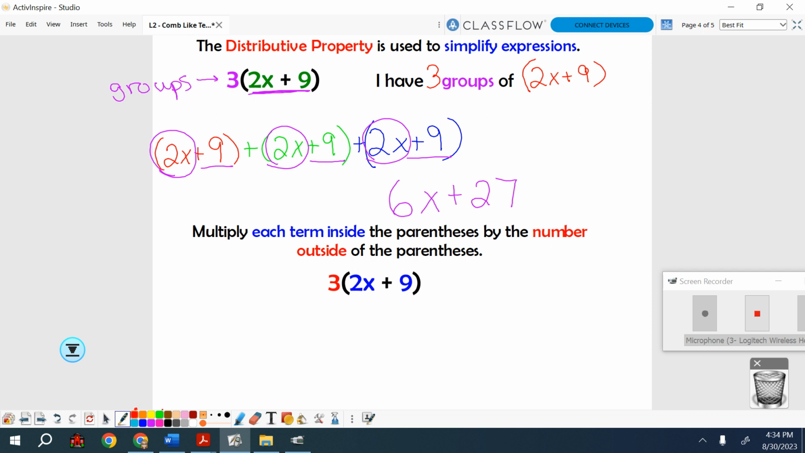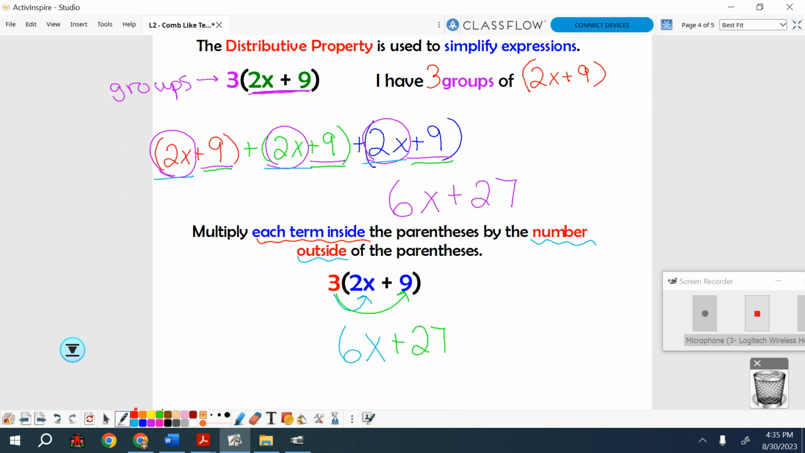When you have the distributive property where we're talking about these groups, we can multiply each term that's inside our parentheses by the number of groups that we have outside of our parentheses. So remember, this means I have 3 groups of 2x. 3 groups of 2x is just like saying 3 times 2x, which is going to give me 6x. Next, I have 3 groups of 9 right here. 1, 2, 3 groups of 9. 3 groups of 9 is the same as saying 3 times 9, which is going to be 27.